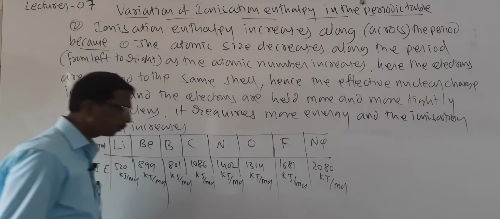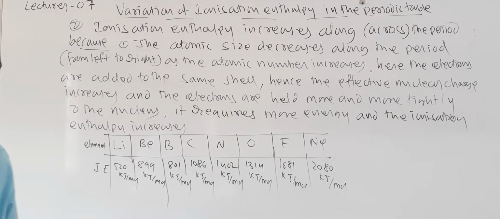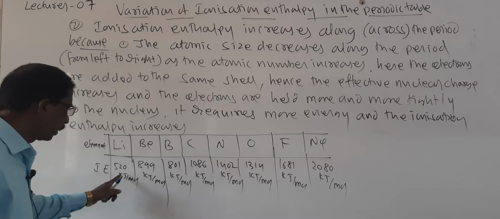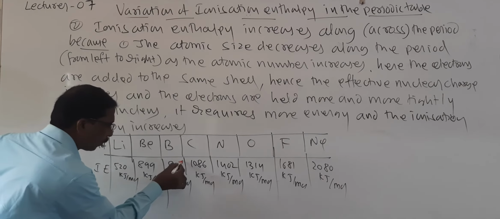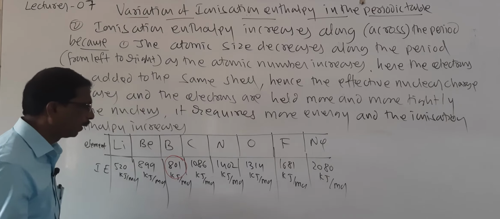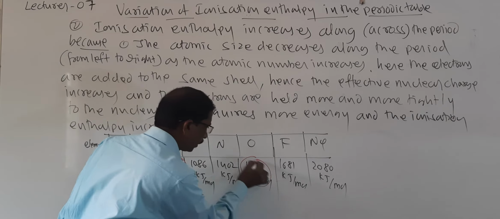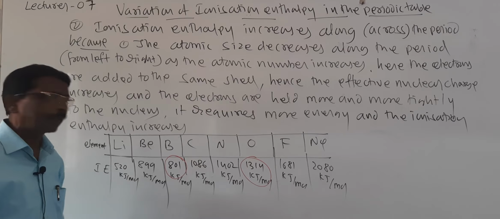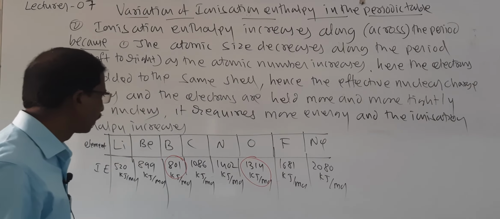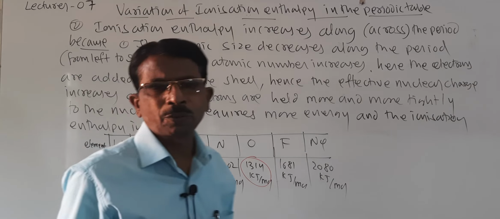Look here. The ionization enthalpy increases here. But here, few cases are there. 801 and here oxygen. These two only here. These two are the exceptional cases. On these two we will discuss further.